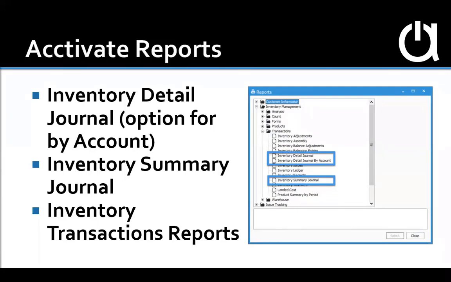The Inventory Detail Journal by Account gives you an easy way to find entries for a particular account itself, or to just group detail journal entries by the account so you can see the difference between the asset and everything else. The Inventory Detail Journal report itself, I typically use for when I have a specific journal entry I want to pull up. The Summary Journal report looks more like what you actually see in QuickBooks.